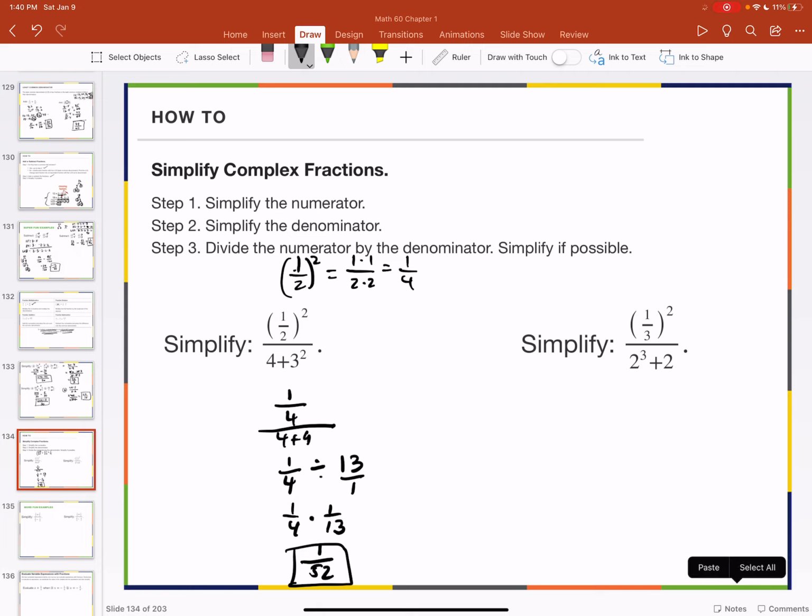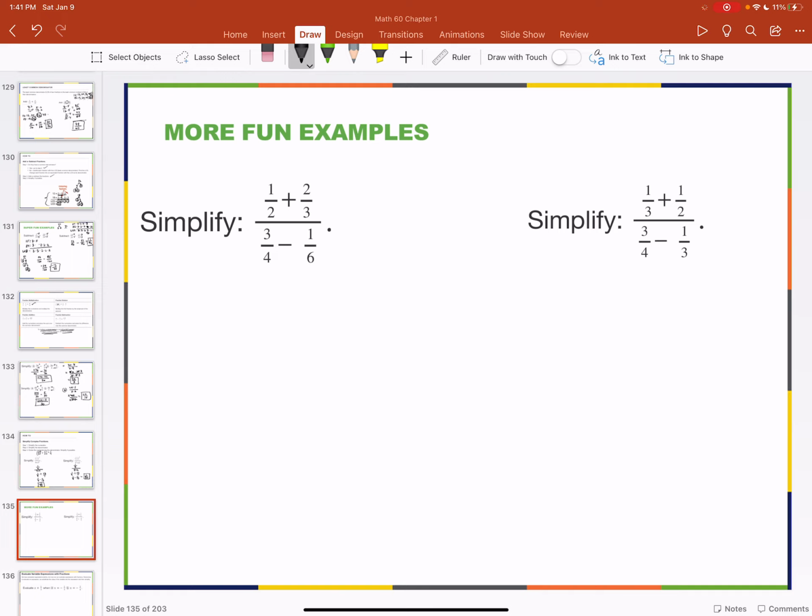Next one, 1/3 squared is 1/3 times 1/3, which is 1/9 on the top. And we're going to divide that by 2 cubed, which is 8, plus 2. So that's going to be 1/9. So remember, divided by 10, this is 10 over 1. So multiply by its reciprocal, which is 1/10, and your answer will be 1 over 9 times 10, which is 90. Okay, let's do a couple more.